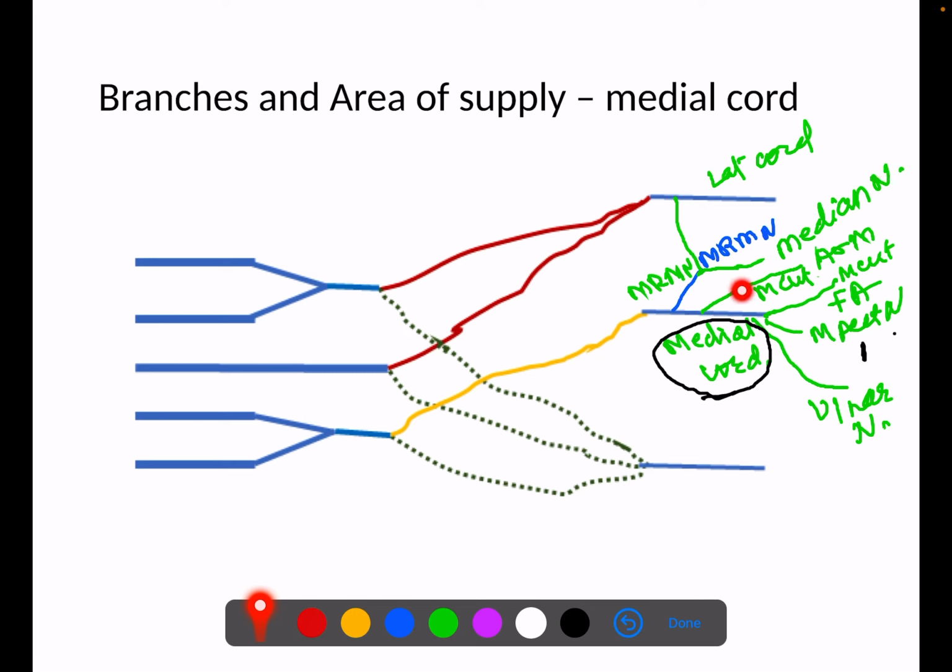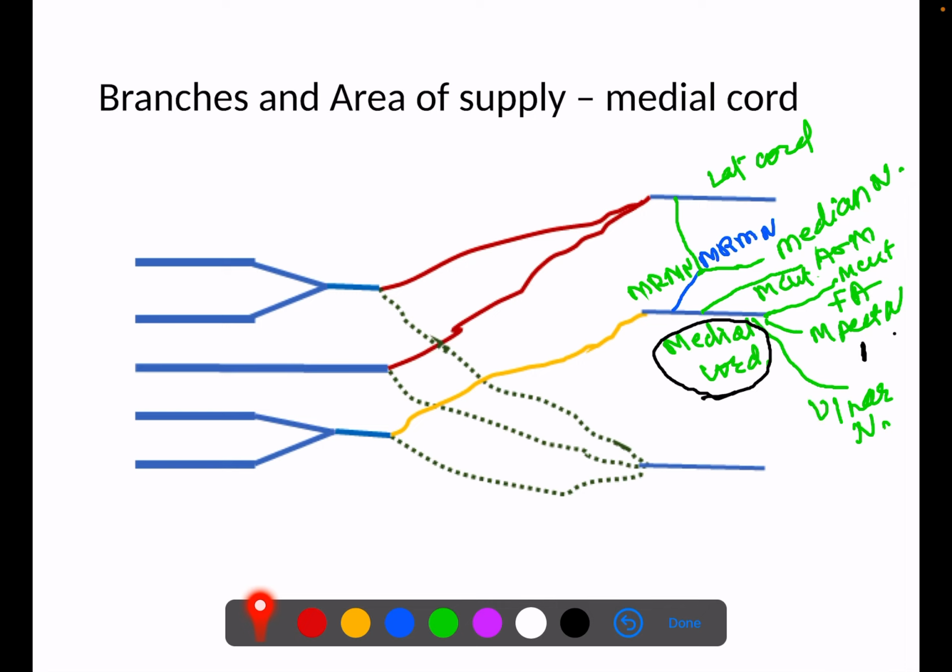Then it will give the medial cutaneous nerve of arm. As the name indicates, it will give cutaneous supply to the medial aspect of the arm. This medial cutaneous is the smallest branch and is first visible when we start dissection in the arm for the branches. And then the medial cutaneous nerve of forearm, as the name indicates, will supply the skin of the medial aspect of the forearm. And the ulnar nerve, this is one of the most important nerves of the brachial plexus.